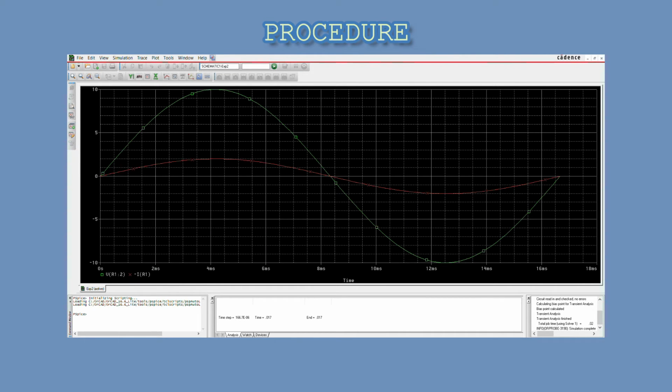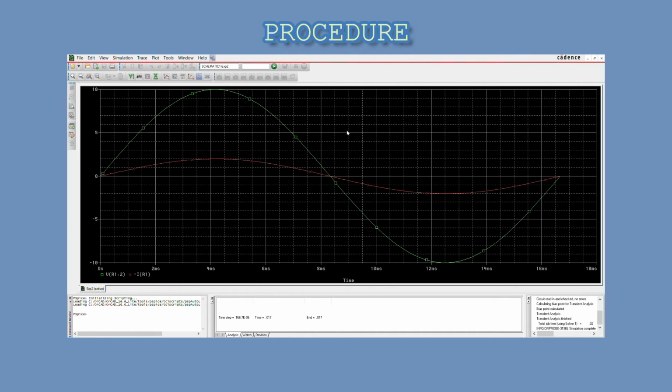After running the simulation, the PSpice window opens up. From the PSpice window, we see the green waveform and the red waveform. The green waveform is the waveform of the voltage. It is seen that it has an amplitude of 10 volts. On the other hand, we can see the red line, which represents the current flowing through the circuit. It has an amplitude of 2 amperes.